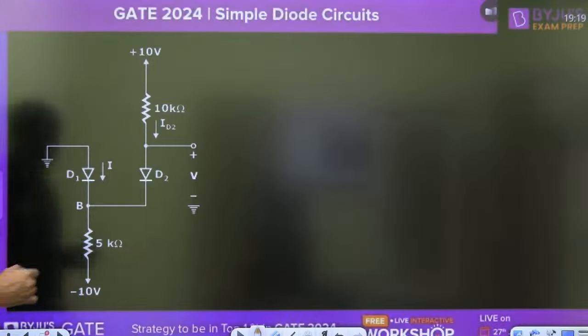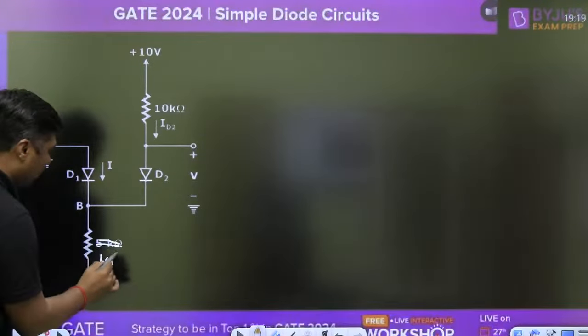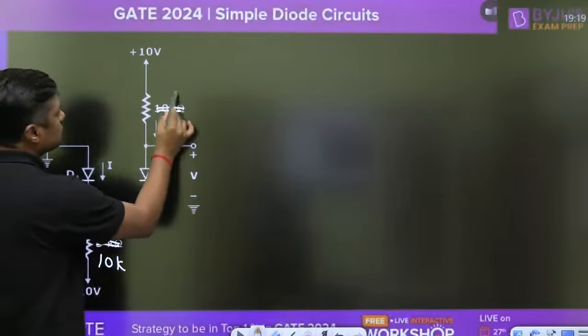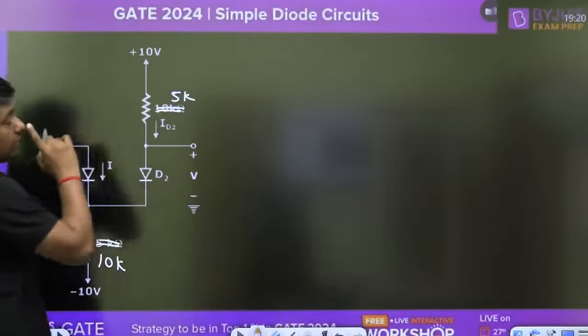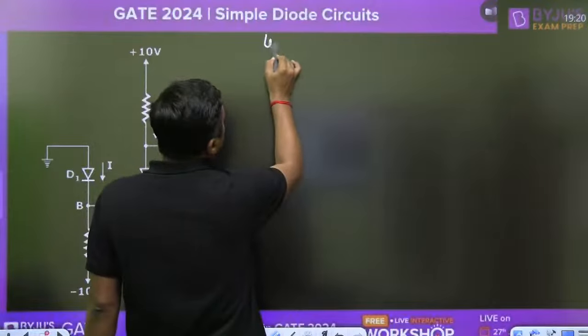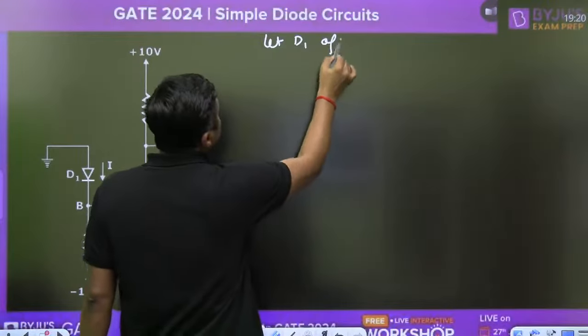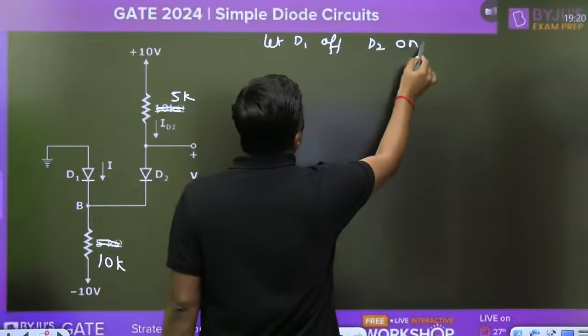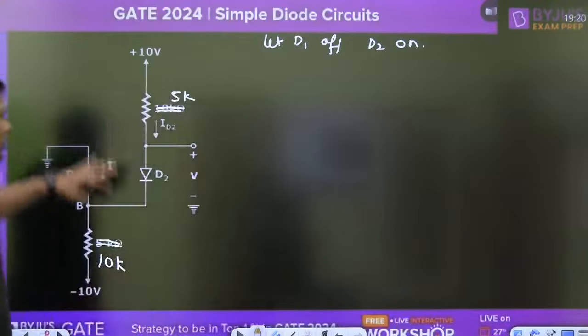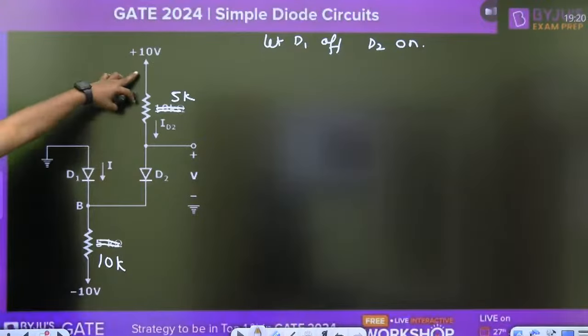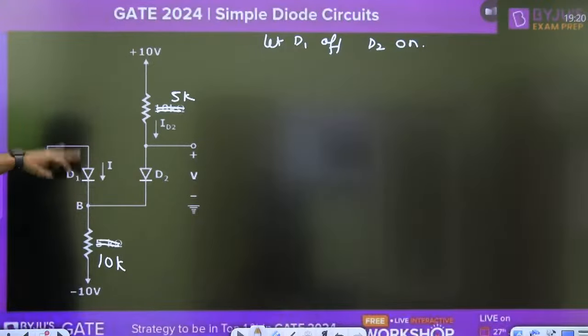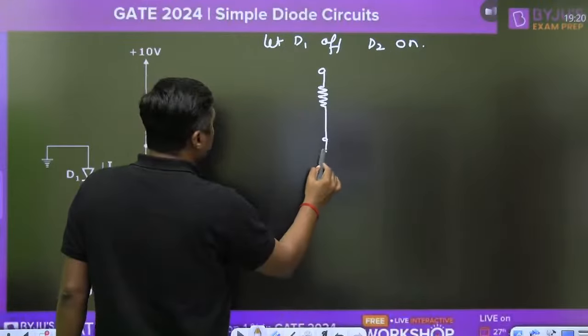So second condition. With the new condition, this is the 10 kilo ohm and this is the 5 kilo ohm. Now let D1 off, D2 on. If D1 is on and D2 is on, this is off, remove it. Then what will be the current? Current will become 0. This diode will act as a short circuit.